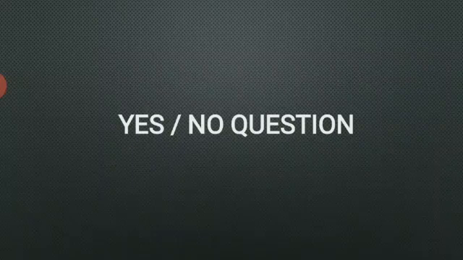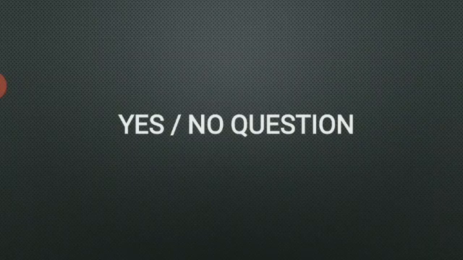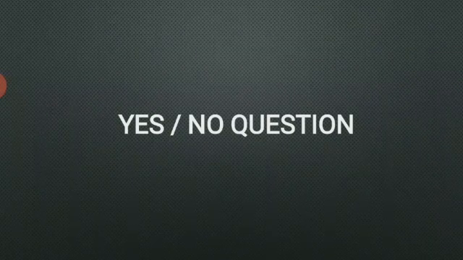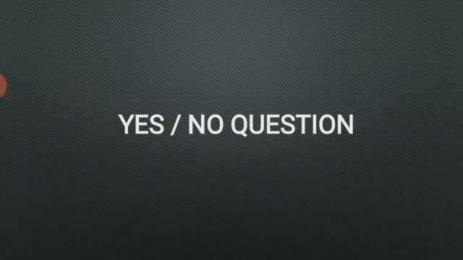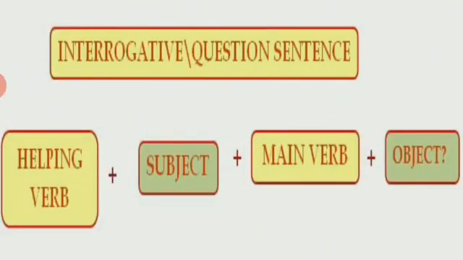Now we come to the yes or no question form. These are questions that can be answered with a yes or no reply. To form a yes or no question, we follow this structure: helping verb plus subject followed by the main verb, then followed by the rest of the sentence.